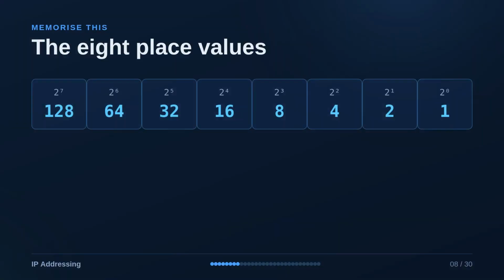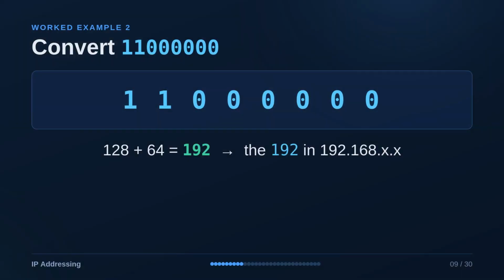Because an octet is 8 bits, memorize these 8 place values left to right: 128, 64, 32, 16, 8, 4, 2, 1. With these, you can read any octet at a glance. Now a real octet. Take 11 followed by 6 zeros. Only the two leftmost bits are on. 128 plus 64 equals 192. That's not random. That's the first octet of 192.168. The addresses you see every day are just binary in disguise.